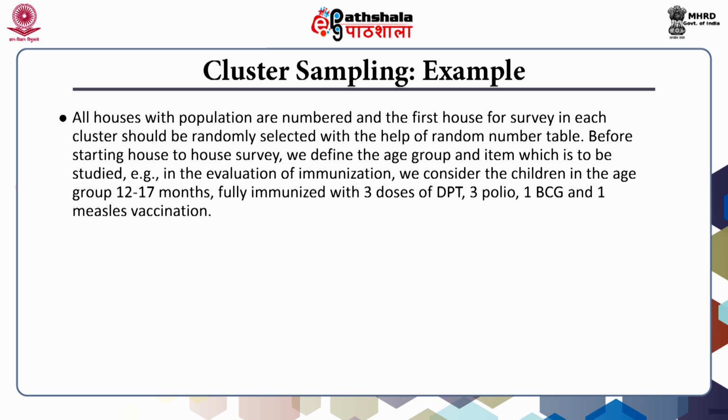All houses with populations are numbered and the first house for survey in each cluster should be randomly selected with the help of the random number table. Before starting the house-to-house survey, we define the age group and item which is to be studied.